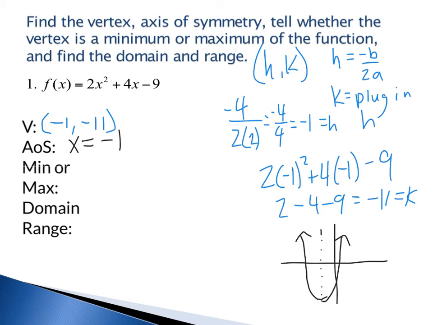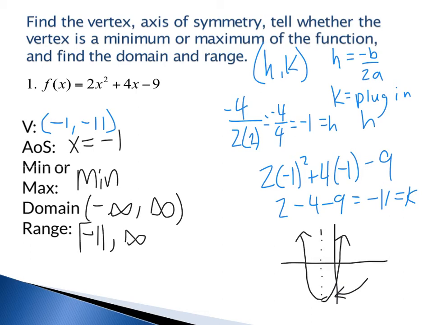Okay? Is it a min or a max? Well, it opens upwards, so the vertex is at the bottom, so it's going to be a minimum. Now my domain goes on to the left forever, so negative infinity, and the right forever, so positive infinity. Now my range, it stops at that bottom. Well, that bottom point is at negative 11. So it's going to go from negative 11 to positive infinity, with a bracket around negative 11, and it goes up to infinity forever.